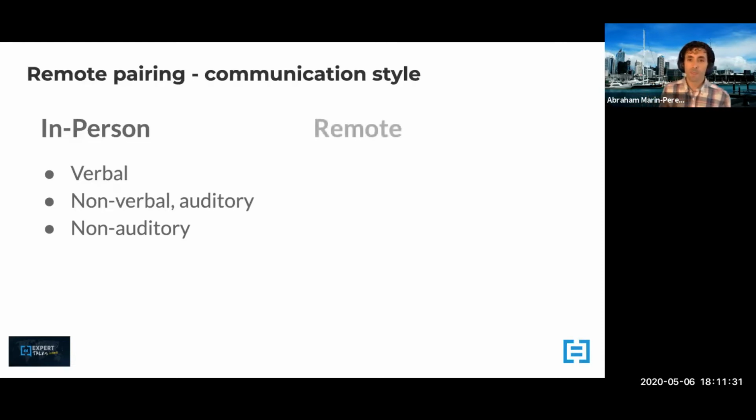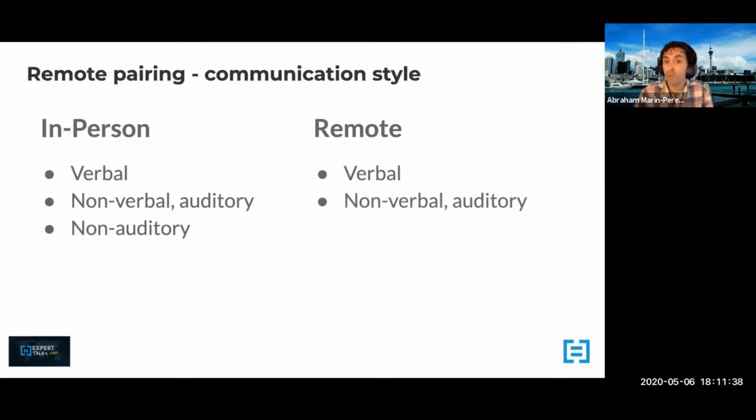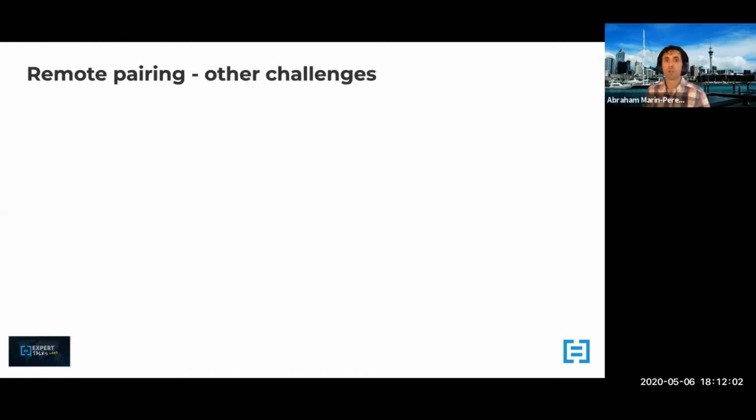However, when you are working remotely, yes, you have your verbal communication. Yes, you have your non-verbal auditory communication, but you lose the non-auditory communication, which means you need to adapt your communication style, taking into account that you are able to communicate through a fewer amount of signals. But well, again, maybe this is something you can get used to. Just learn how to deal with the non-auditory communication, and you have a very effective remote pairing exercise. That's good. What else do you have?